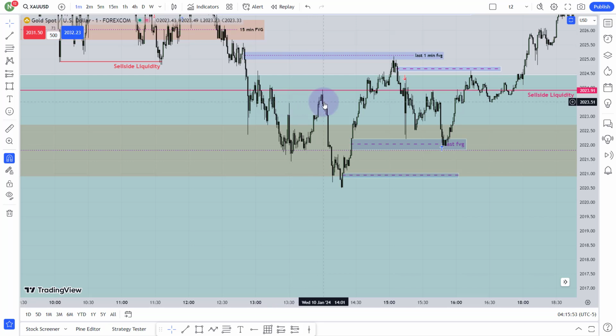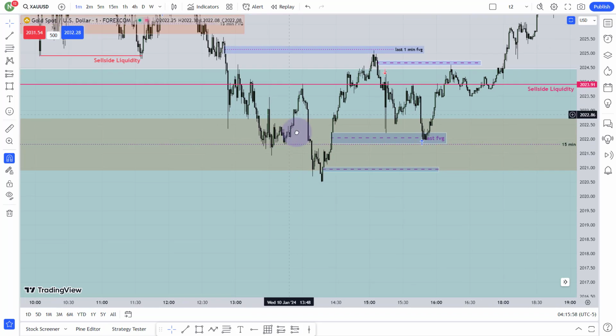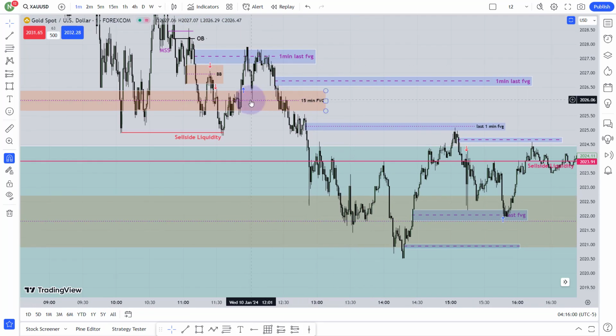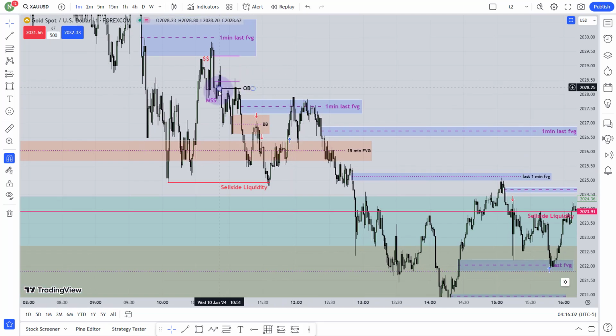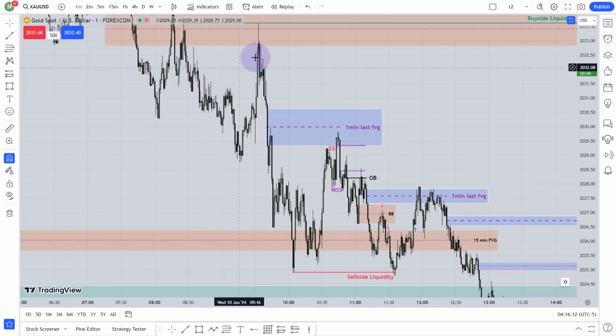I'm not arguing with you, but you can see there is a little consolidation. Okay, so I actually love to see some kind of clean market structure shift like this. Market will take the buy side liquidity, market structure shift. See the clean market structure shift. There is no consolidation. Okay, let me find it one more time. Okay, here market has taken the buy side liquidity, clean market structure shift.